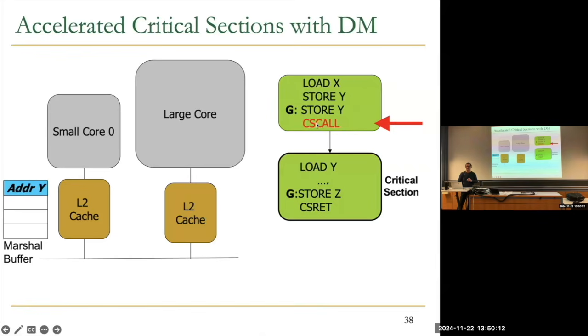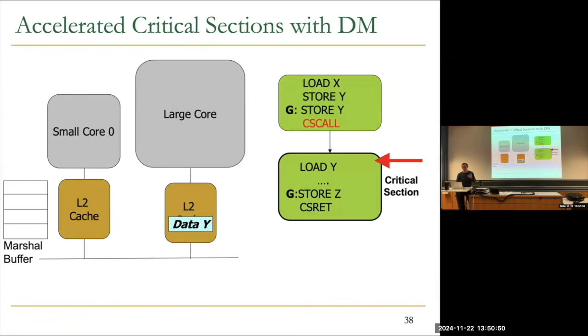When it gets to a CS call instruction, which is the critical section call for a particular critical section, as this instruction executes there's special hardware that goes through the marshal buffer, takes each address, accesses the small core's cache, and takes the data and sends address and data to the large core's cache, L2 or L1, depending on the analysis that you've done. Well, depending on which one you want to push the data into. Ideally L1, actually, in this case, but we're showing L2s over here.